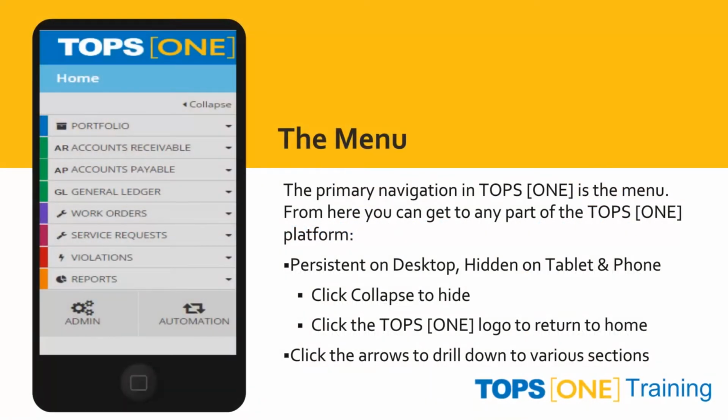To continue the terminology lesson, we move on to the main menu, the primary source of navigation in TOPS 1. From the left-hand navigation, you can navigate to any part of the TOPS 1 platform. This navigation pane on the left is persistent when opened on a desktop version of the application. It is, however, hidden on the tablet and smartphone application. Click to collapse to hide this, to open up the activity area and workspace, or click the TOPS 1 logo to return to home, again, your portfolio as seen in the software. Click the arrows to drill down to various sections within each area of the navigation.